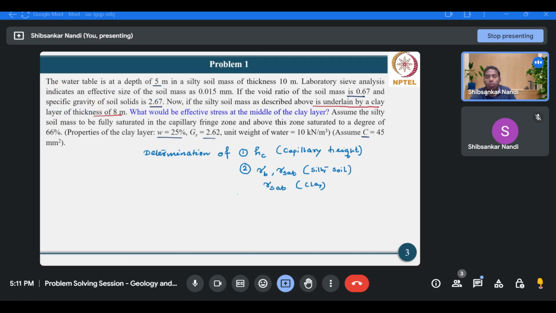Now for the third step, we need to calculate the total stress at point A, then the pore water pressure at point A, and the subtraction of UA from sigma A will give you the effective stress at point A. And this is the primary objective of this problem. So now we'll go step by step. First we'll calculate the capillary height.